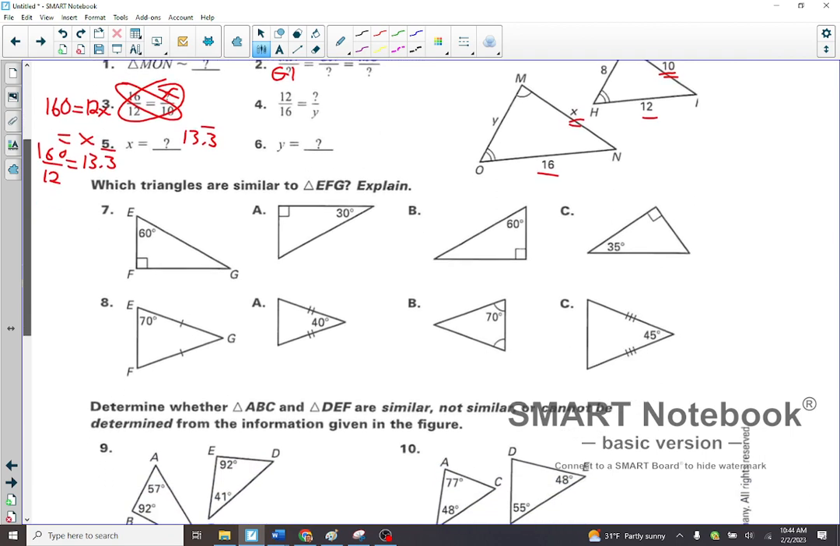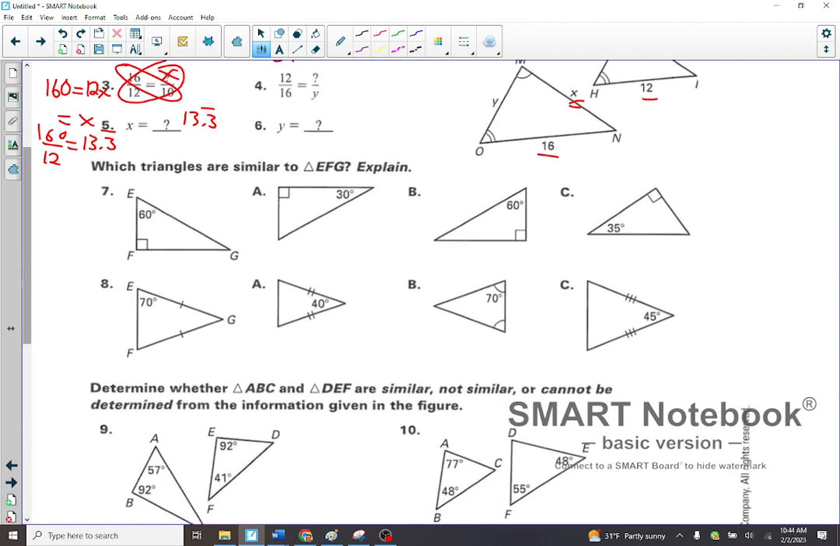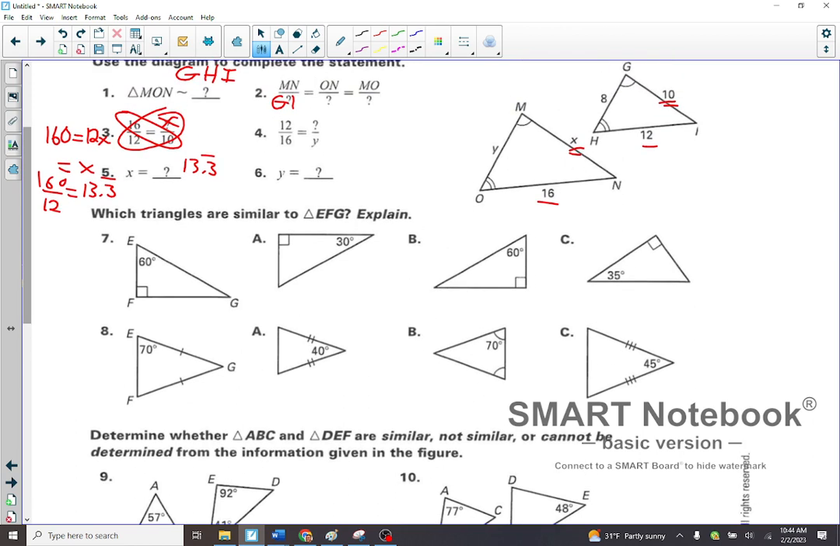What about for 4? Because it's Y and an N. For 4, you would set it up 12 over 16, and then it's 8 over y. So you would fill out 16 times 8. This is 96. The y must be 8. So you would fill out 8.